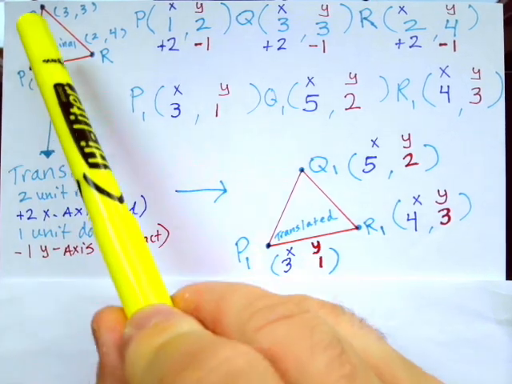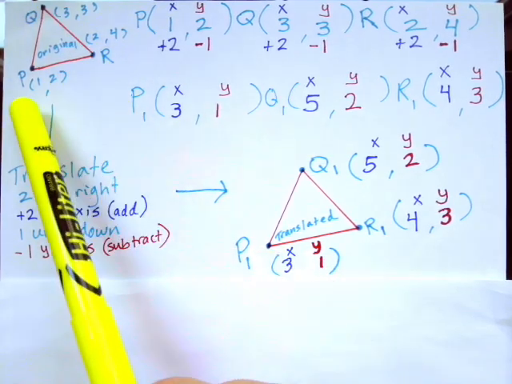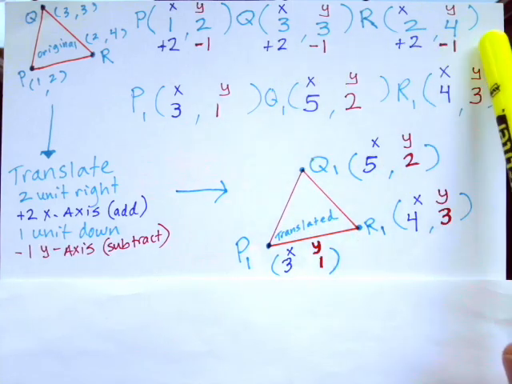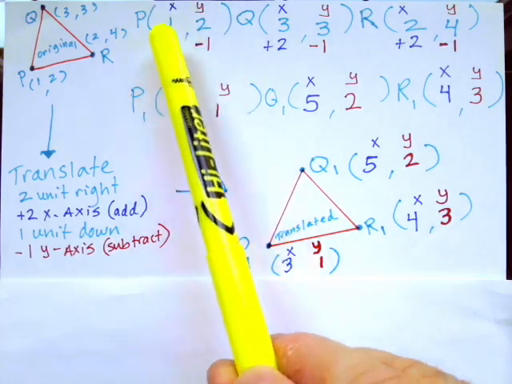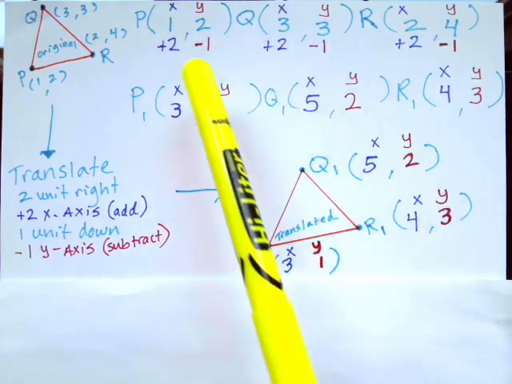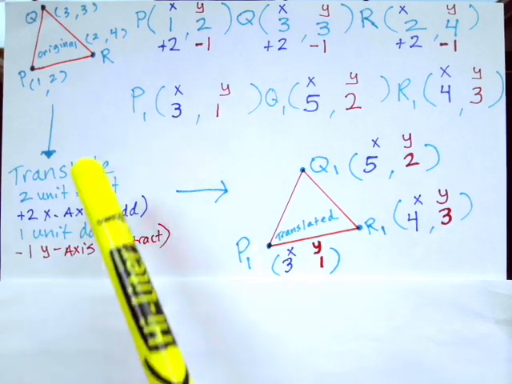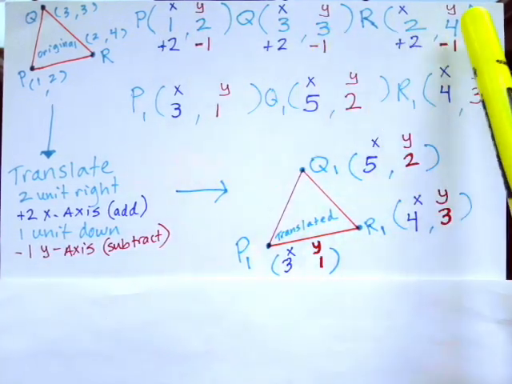Okay, so here we have triangle P, Q, and R, right? And each of the coordinate points are listed here. I've also listed them here as X and Y. Like in the test question, you don't get X and Y, you only get these values. You're supposed to know the first one's X, the second one is Y. Okay, so the original is here. P is 1 and 2, Q is 3 and 3, R is 2 and 4.